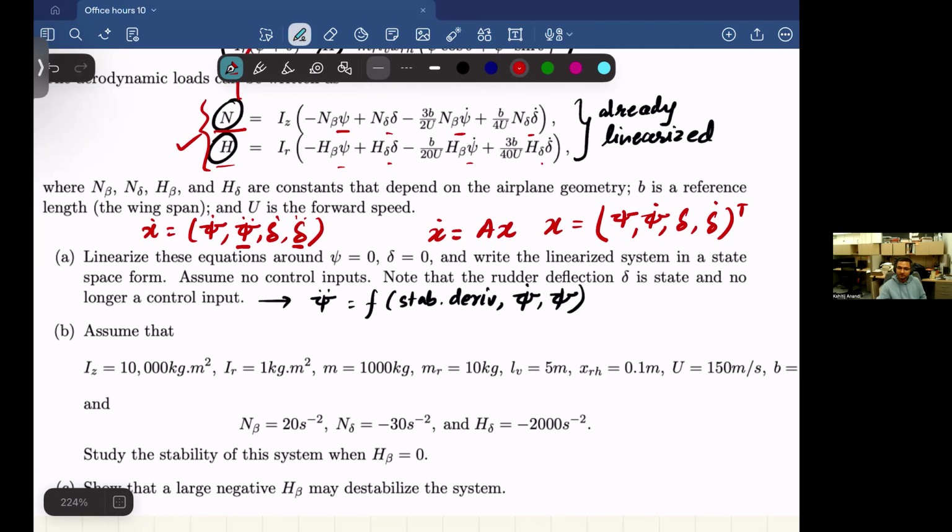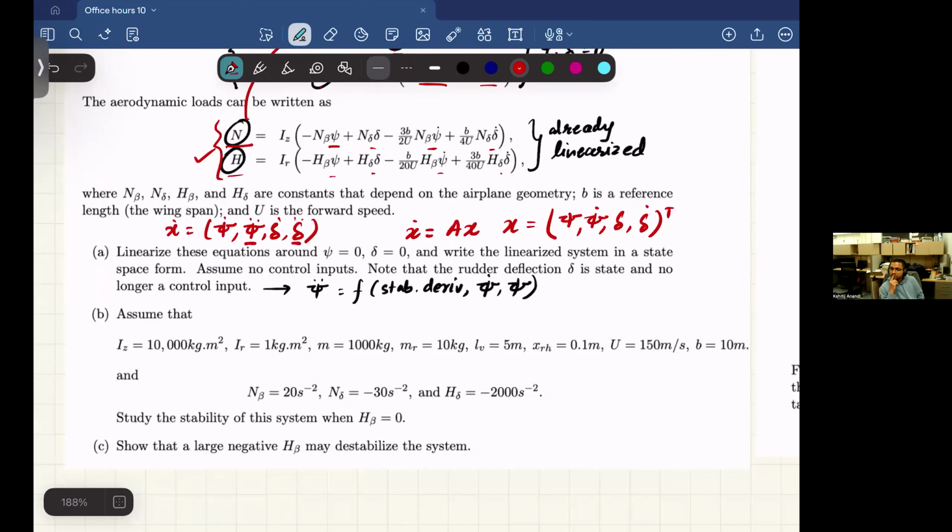Otherwise, you'll make mistakes. Is anyone not confident that they have understood why the state vector is going to be four variables, or 4 by 1, and not 2 by 1? Can you be a little bit louder? Can you hear me? Yeah, I guess I'm not 100% sure. Why is it that it's four instead of two here?